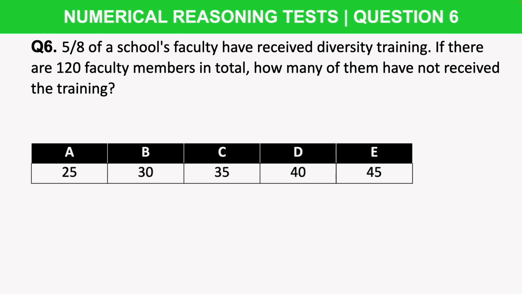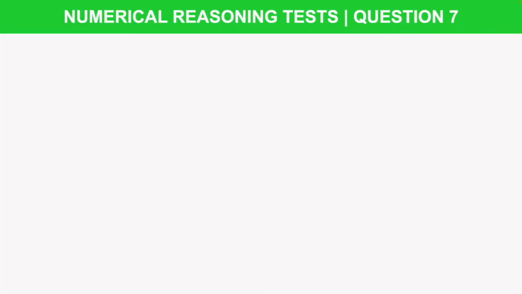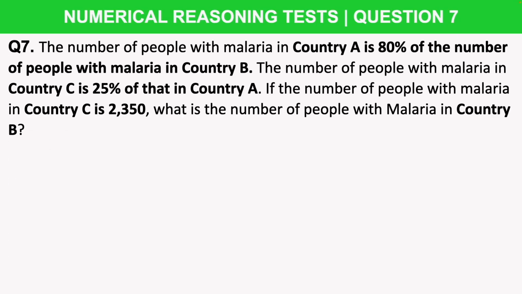Okay, let's move on now to a different type of BKSB maths style question type, and that is this one, and many people struggle with this type the most. So question 7's this: the number of people with malaria in country A is 80% of the number of people with malaria in country B. The number of people with malaria in country C is 25% of that in country A. If the number of people with malaria in country C is 2,350, what is the number of people with malaria in country B?